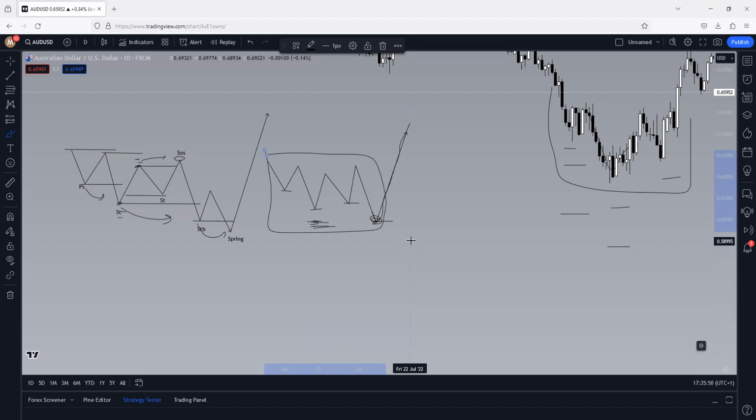Let's move on to the explanation of accumulation. So the accumulation has a schematic representation that looks exactly like this. And now we have already explained what the secondary test in phase B is and what the spring is. Spring is the last order block that can happen in the accumulation, which tells us the following. If another order block happens, which in this case forms a spring, most likely an uptrend should not occur, but a downtrend will occur, because there cannot be two springs in one accumulation.